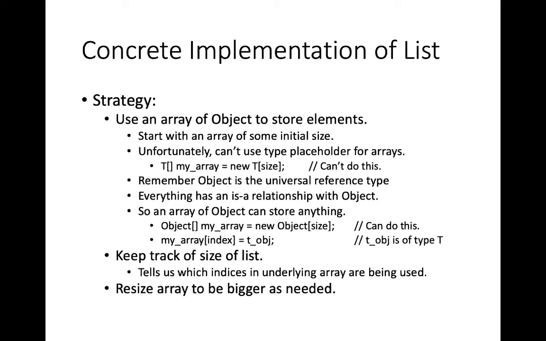But because Object with a big O is a type that every class has an is-a relationship with, what we can do is create an array of Objects with a big O, and that array is okay because we can put anything we want in there. Every type has an is-a relationship with Object, so it doesn't matter. So that's how we're going to create our array in our implementation.